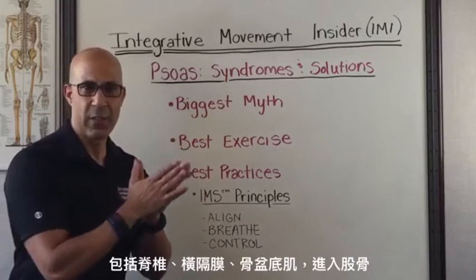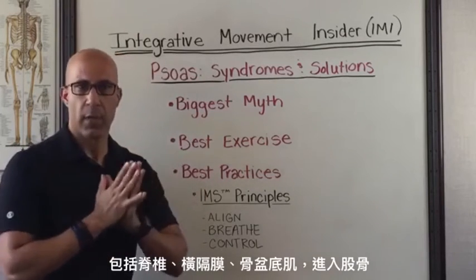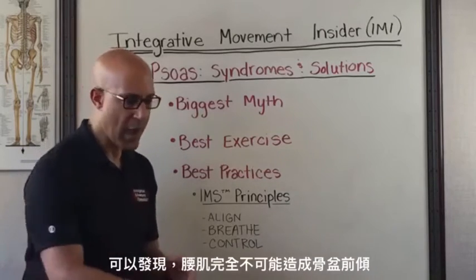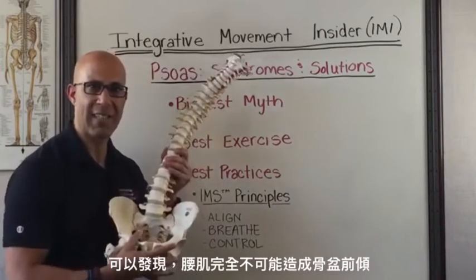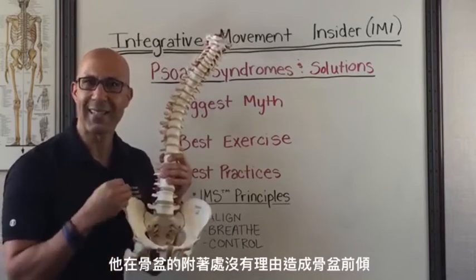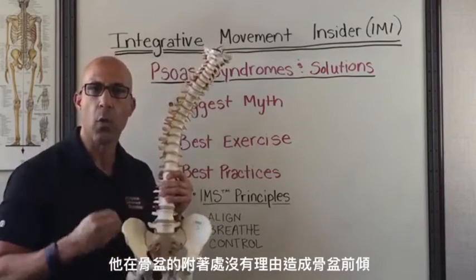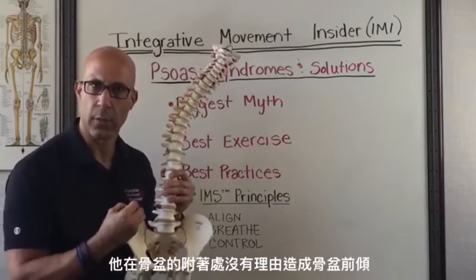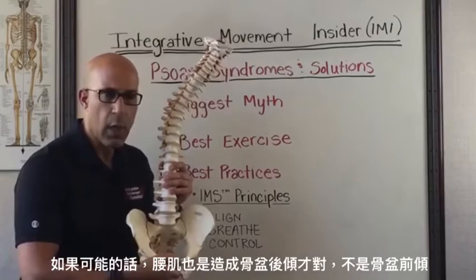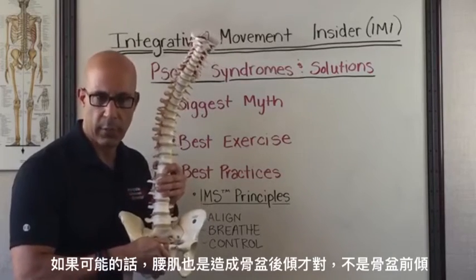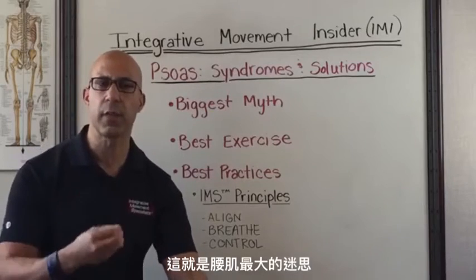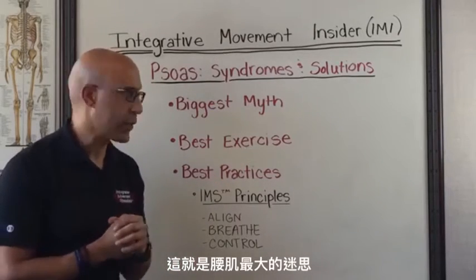So now as we look at the attachments, both the bony attachments as well as the fascial attachments of the Psoas into the spine, the diaphragm, pelvic floor, and into the femur, we can see that there's no possible way that the Psoas can contribute to an anterior pelvic tilt. It does not attach anywhere on the pelvis where it can contribute to an anterior pelvic tilt. If anything, the Psoas contributes to posterior pelvic tilting, not anterior pelvic tilting. So that's the biggest myth surrounding the Psoas.